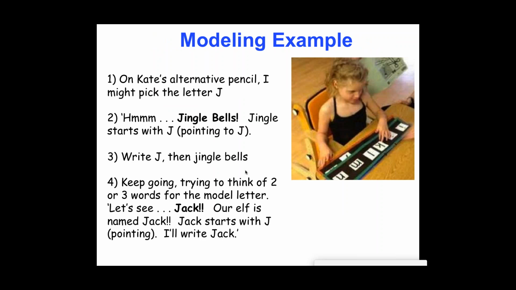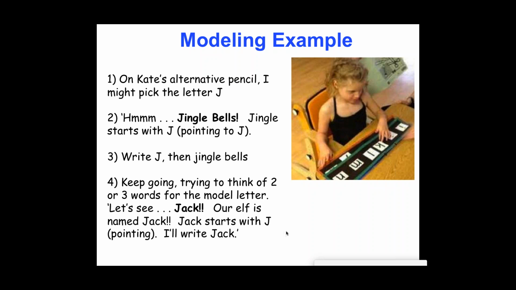So I'm using Kate for this. On Kate's alternative pencil, which is a flip book made for her by Mary Louise Gertrude, we might pick the letter J. So I'm picking the letter J. Jingle bells. Jingle starts with J, and I point to the J. And then we write J and then talk about jingle bells. Keep going, trying to think of 2 or 3 other words for the model letter. Let's see. Jack. Ooh, our elf's name is Jack. Jack starts with J. I'm pointing to J, and then I'm writing J. I have a big J on the top of my page, and then I wrote the word Jack. So now I have 2 words, Jingle Bell and Jack.